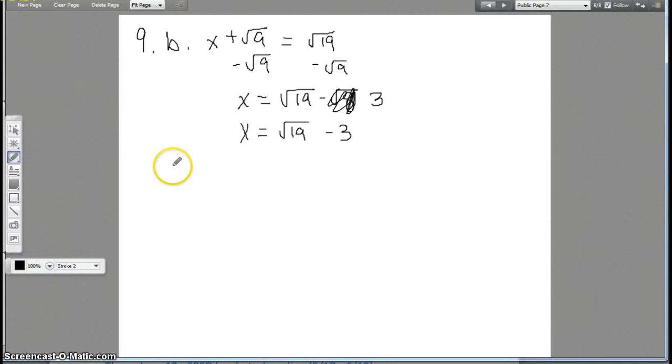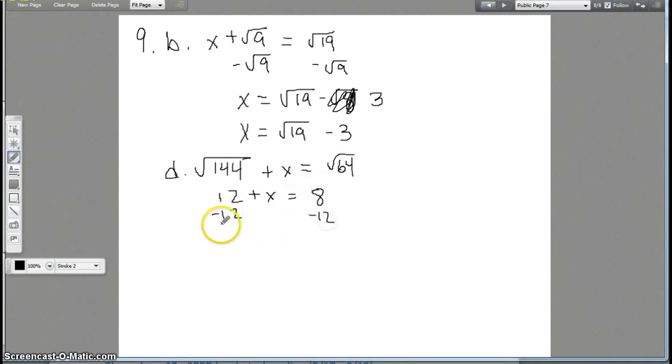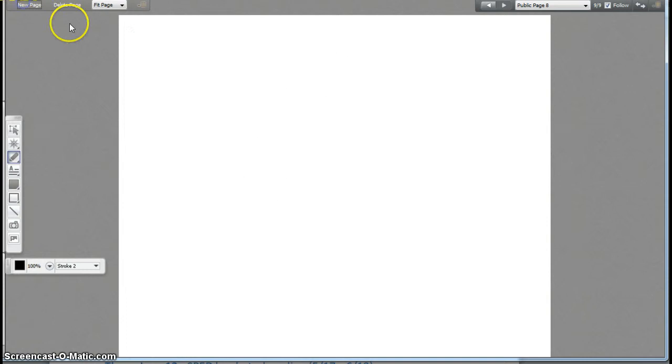Okay, let's look at part D. Part D is square root of 144 plus x is equal to square root of 64. I'm going to go ahead and take care of my square roots. The square root of 144 is 12. The square root of 64 is 8. I can subtract 12 from both sides. And then I'm left with x is equal to -4. Let's do one more for number 9.